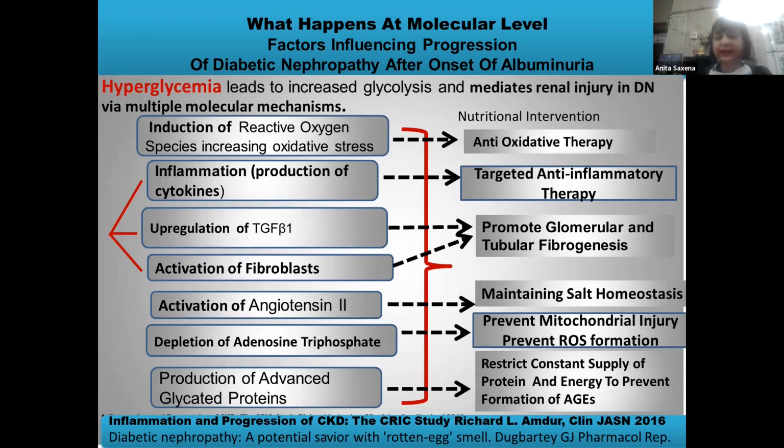Hyperglycemia, we know, leads to increased glycolysis and mediates renal injury in diabetic nephropathy via multiple molecular mechanisms like induction of reactive oxygen species, increasing oxidative stress, which requires antioxidant therapy; inflammation, upregulation of TGF-beta 1, and activation of fibroblasts, which requires targeted anti-inflammatory therapy; activation of angiotensin 2, which requires maintaining salt homeostasis; depletion of ATP, which requires prevention of mitochondrial injury and prevention of ROS formation; and production of advanced glycated proteins, which requires restriction of constant supply of protein and energy to prevent formation of AGEs.